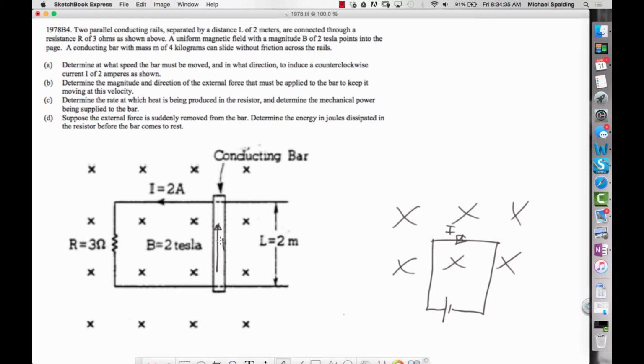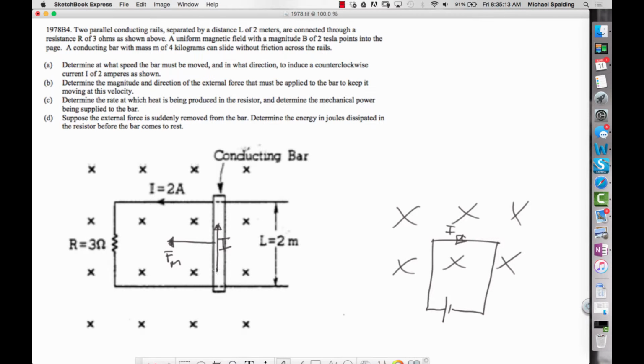Now, if the current is running this way, just watch. If the current in this bar is running up the page like that, which way is the force of the magnetic field? So we've got to use right-hand rule number 1 here. Right-hand rule number 1, you go like this. It's the flat-hand rule. So the current is going up the page, positive charge motion. Magnetic field is going in. So which way is the palm of my hand facing? To the left. Right-hand rule number 1, and this is from chapter 19. This is from magnetic fields. The force of the magnetic field is going to be to the left on that bar.